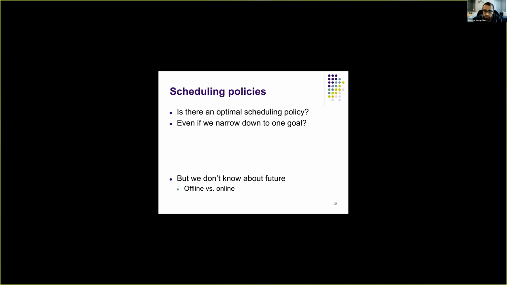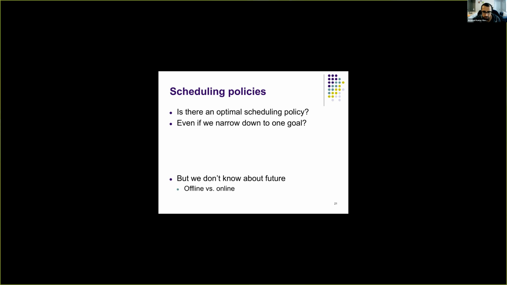So in the next part, we'll be looking at various scheduling policies. The thing we want to concentrate on is, is there an optimal scheduling policy? We will look at various scheduling policies and see which of them is optimal. We don't even need to optimize for all the goals. Given just one goal that we want to optimize, is there any scheduling policy that will optimize for that goal?